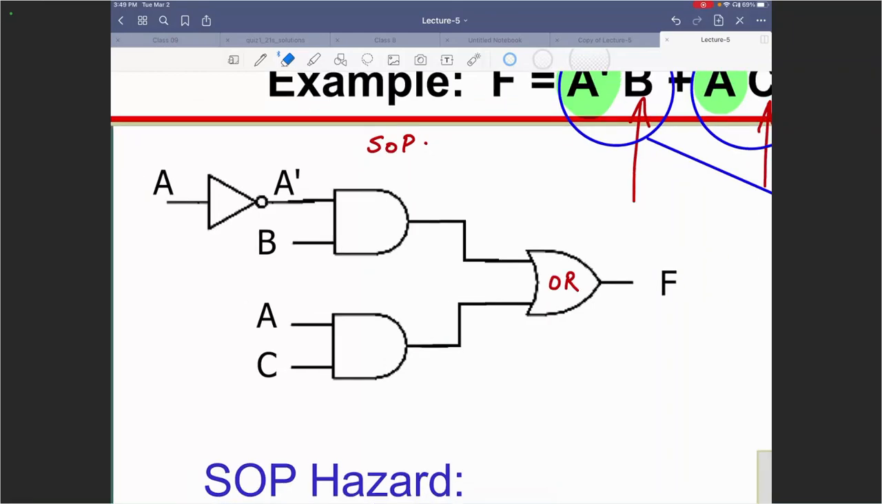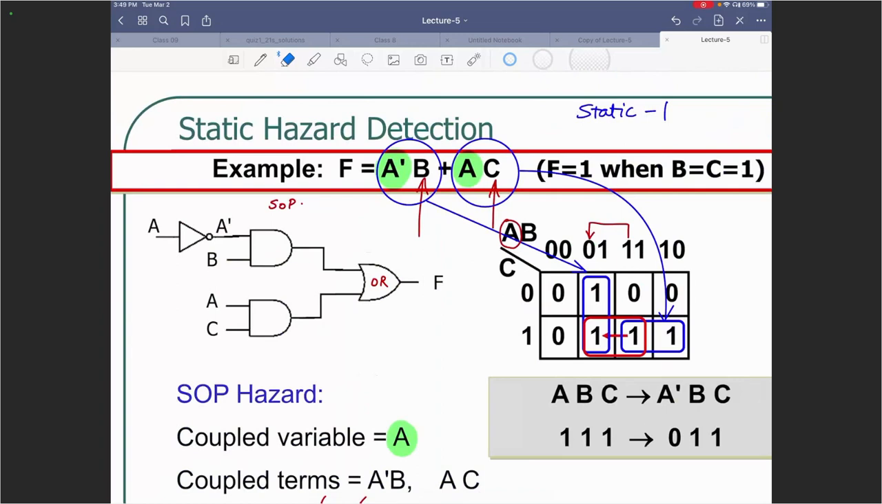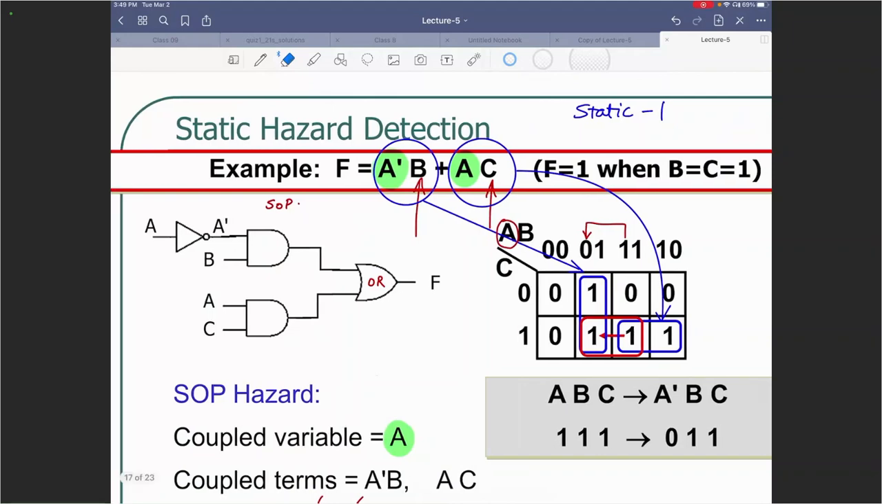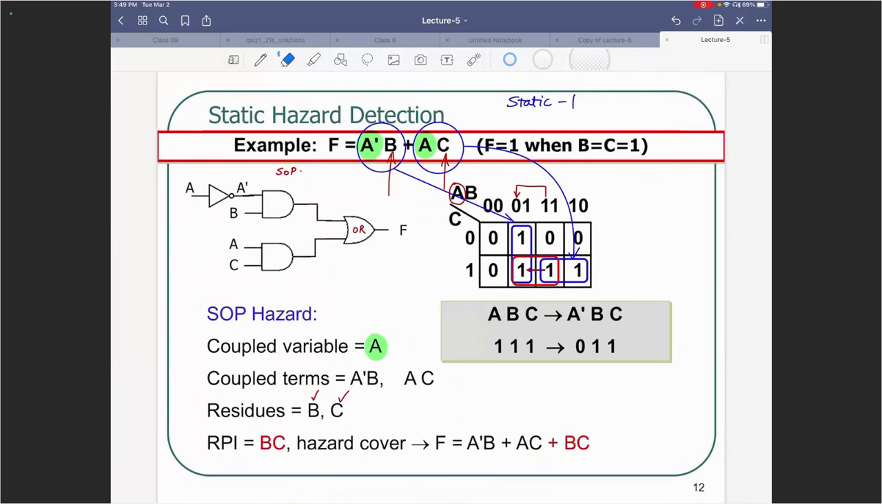And the situation is exactly the opposite when you look at POS forms. The change has to be from 0 to a 1 for you to get an accidental 1 in that case. So, to answer your question in more generic terms, it is because of the properties of the OR gate versus the AND gate.